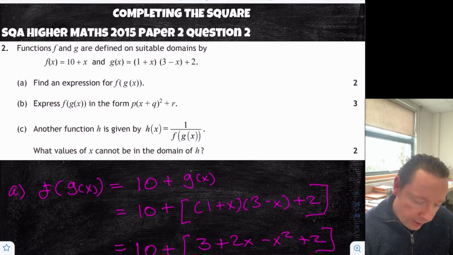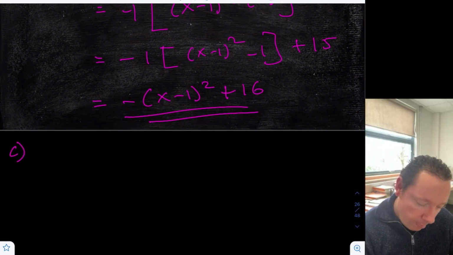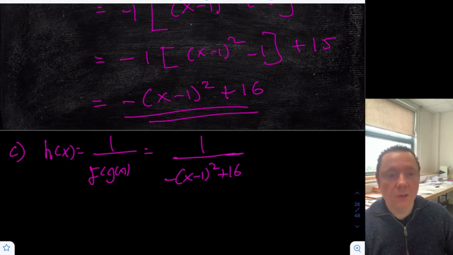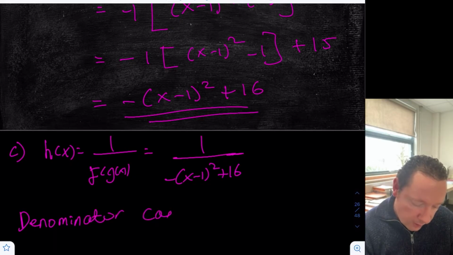C says another function h of x is 1 over f of g of x. What values of x cannot be in the domain of h? So part C, h of x is 1 over f of g of x, which we've just completed the square of, so it's 1 over minus (x minus 1) squared plus 16. The denominator cannot be 0. So we can just write that for the domain, for that to be valid, the denominator cannot be 0.